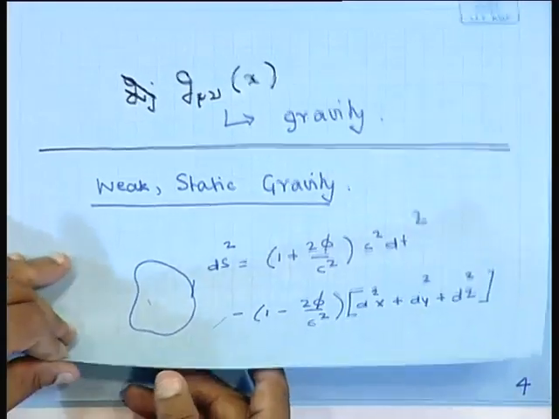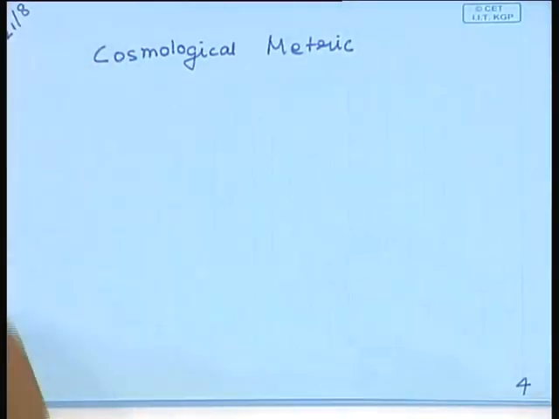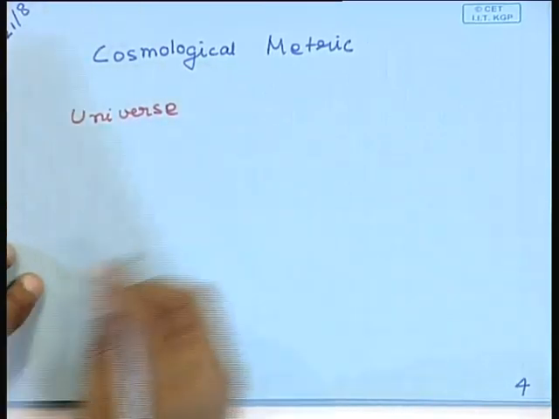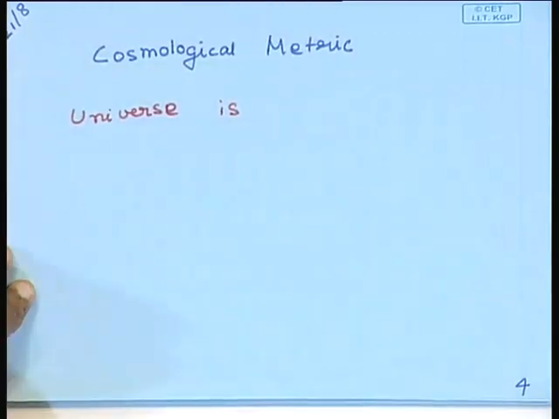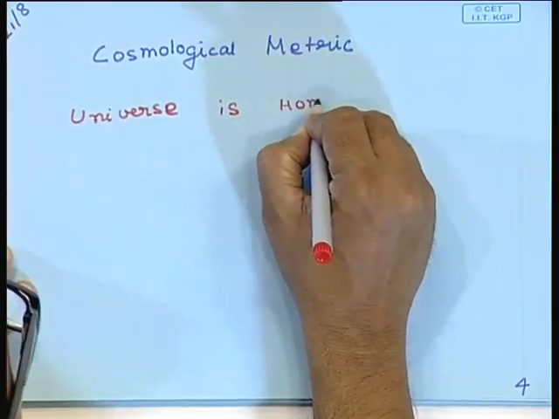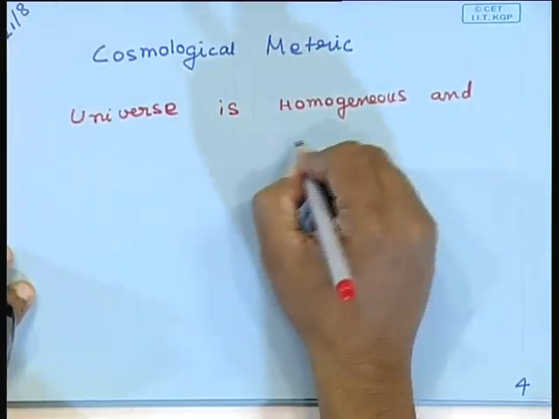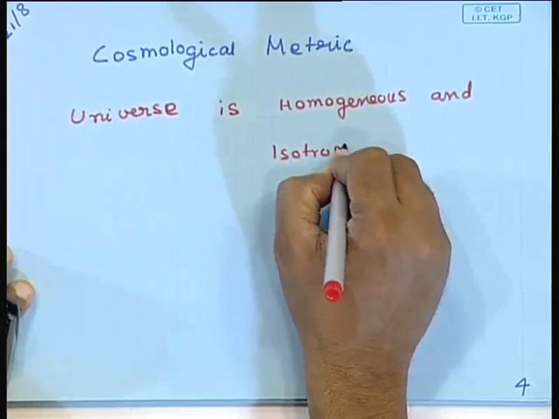Now, remember that we have made certain assumptions about the nature of space in cosmology. What were these assumptions? There is a cosmological principle. What does it tell us? What is the assumption? The universe is homogeneous and isotropic. So, whatever be the cosmological metric, it should be consistent with the cosmological principle: the universe is homogeneous and isotropic.